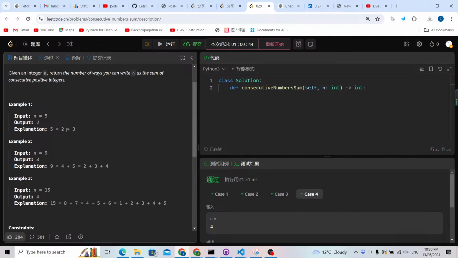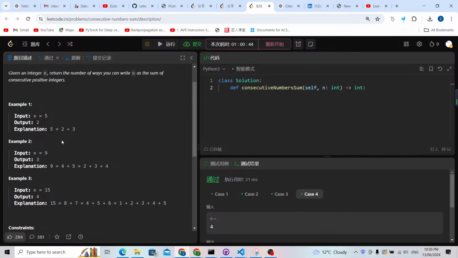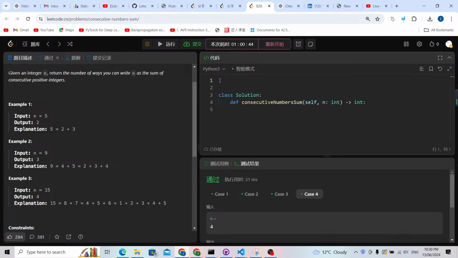So basically we cannot solve it in O(n) time because n is too big. And we are also given that it's a mathematical formula problem. Because it is consecutive numbers, we're going to use the mathematical formula to solve the problem. Now let's try to analyze it.